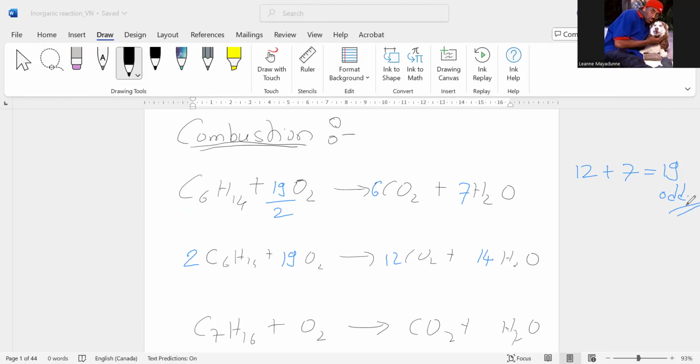Now check the second equation. Sorry, third equation. C7H16 plus O2. Can you see that on the screen? If you see, that's a combustion reaction. The only difference is here I have even number carbon, here I have odd number carbon. Can you try and use the method and solve it?